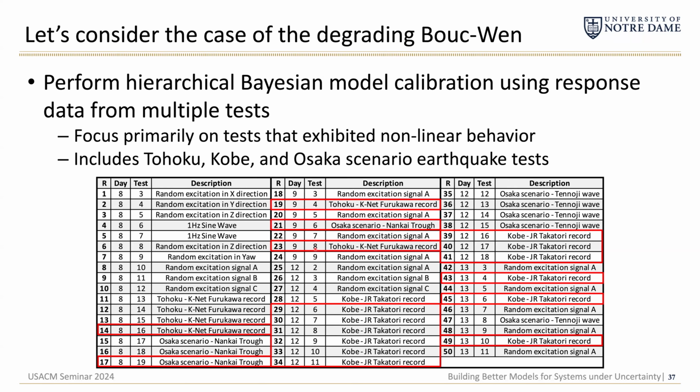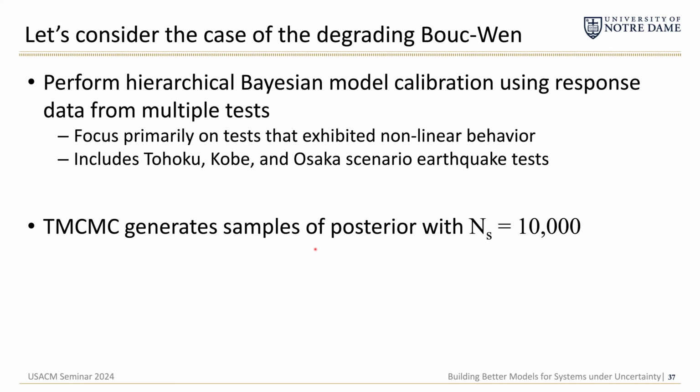These tests include the Tohoku, the Kobe, some of the Osaka scenario earthquakes, right? We're taking a nice smattering of different ground motions into this calibration. Once we do that, we're going to evaluate our eventual posterior using a TMCMC approach, where we're going to try and generate about 10,000 samples.